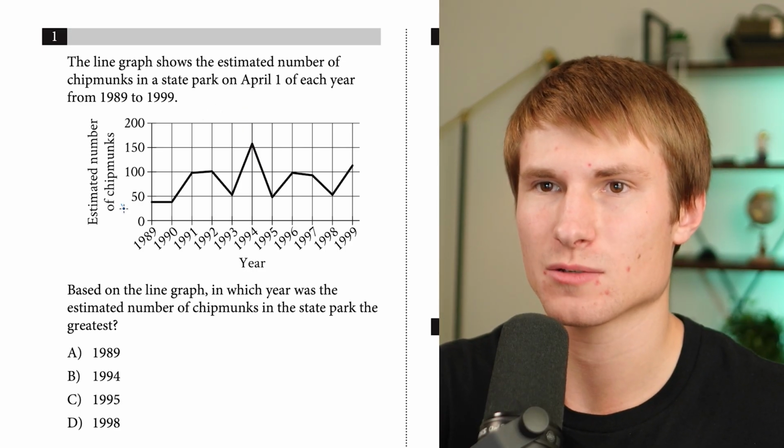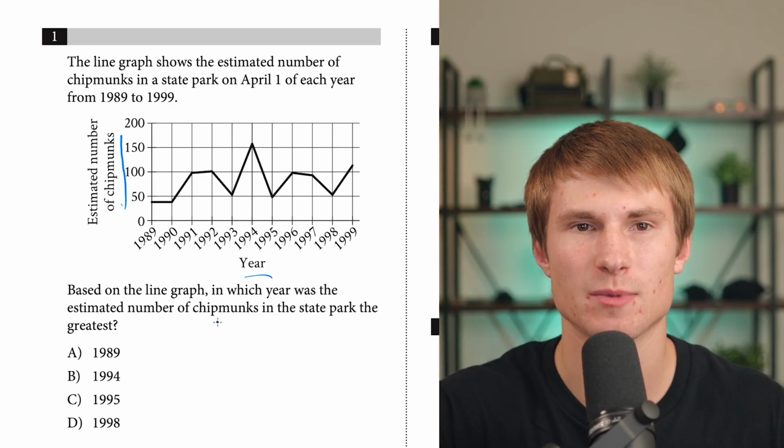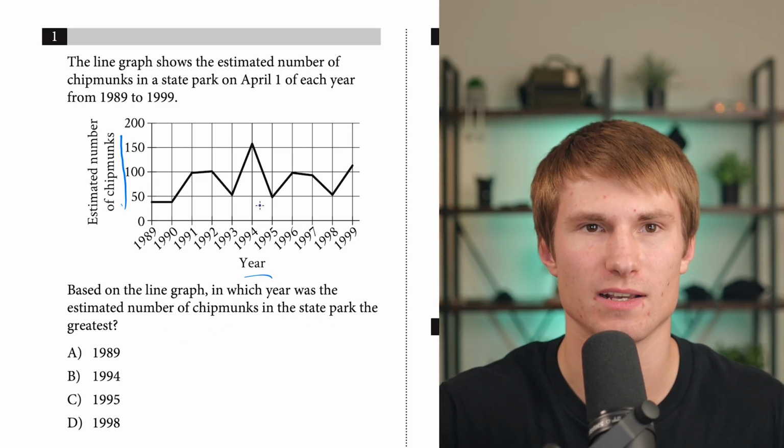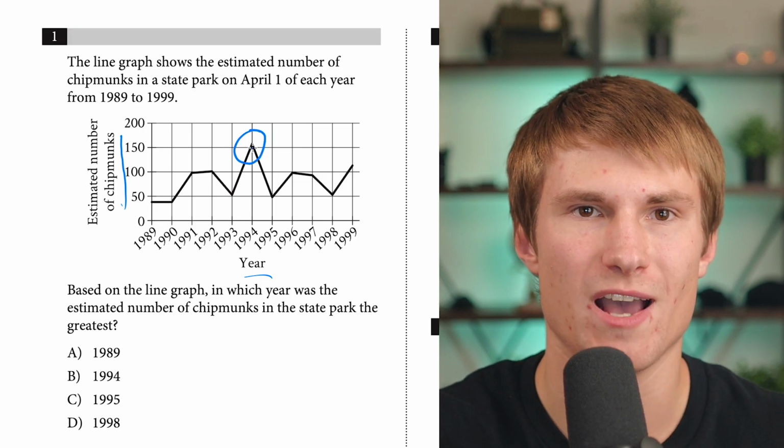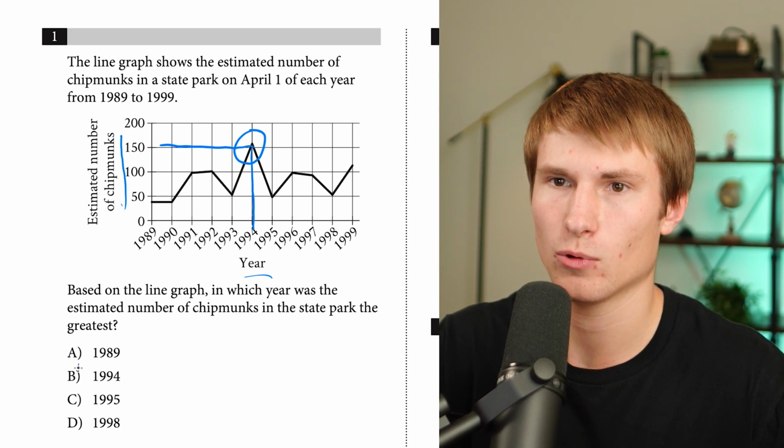In our y-axis, we see we have the estimated number of chipmunks. X-axis, we have year. Based on the line graph, in which year was the estimated number of chipmunks in the state park the greatest? Well, we see that the greatest or maximum point is right here, which we see is going to be in the year 1994, so our answer there is B.